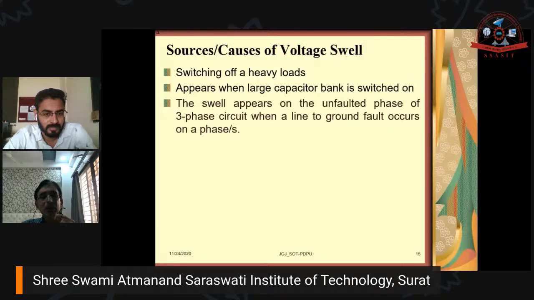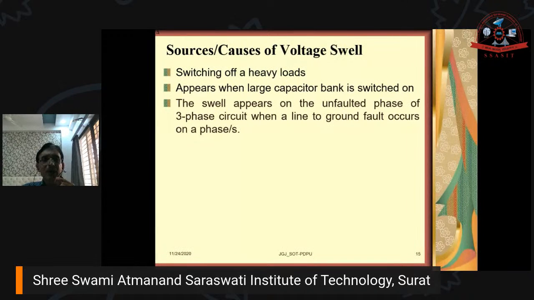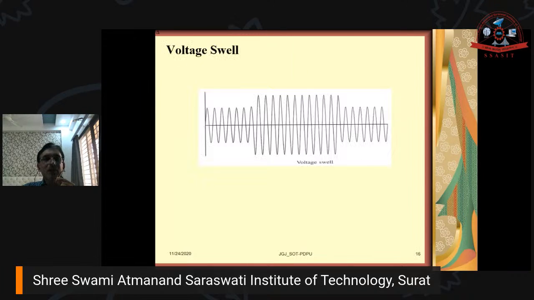Again, you have to remember switching off a heavy load. You know that the voltage is normally high during light load or low load condition, and the voltage is low during heavy load condition. So these are the causes of voltage swell: switching off a heavy load, switching on a capacitor bank, and a line to ground fault on a phase, which causes swell on the unfaulted phases of the three-phase circuit.